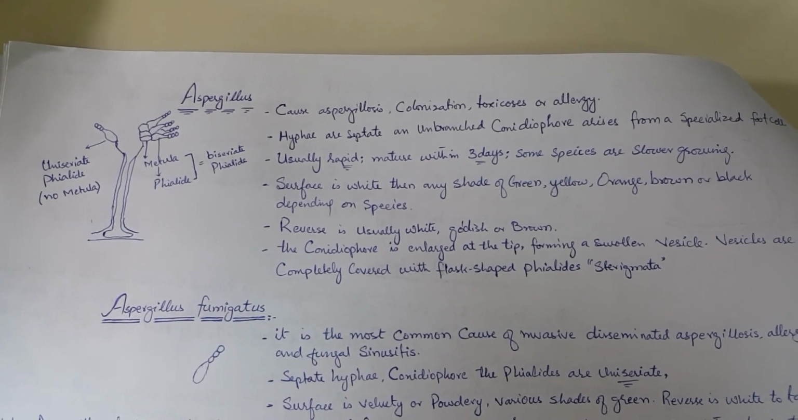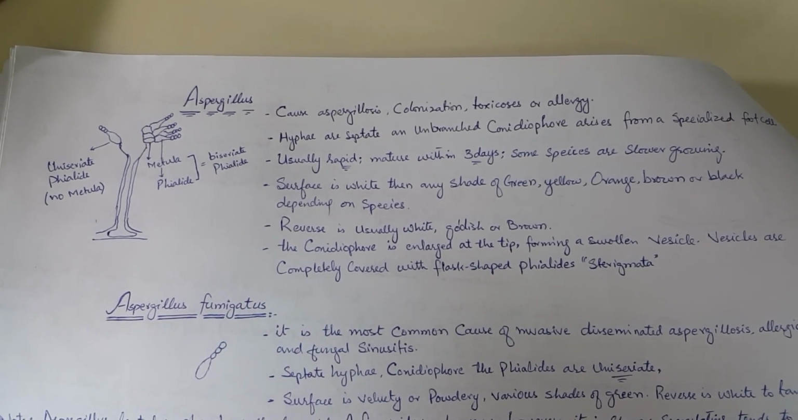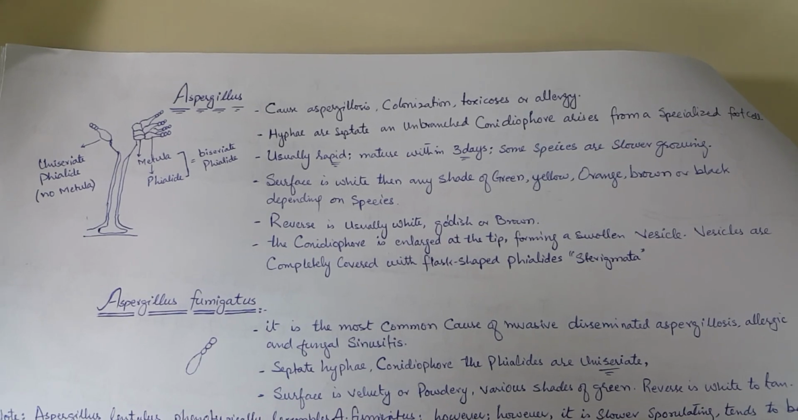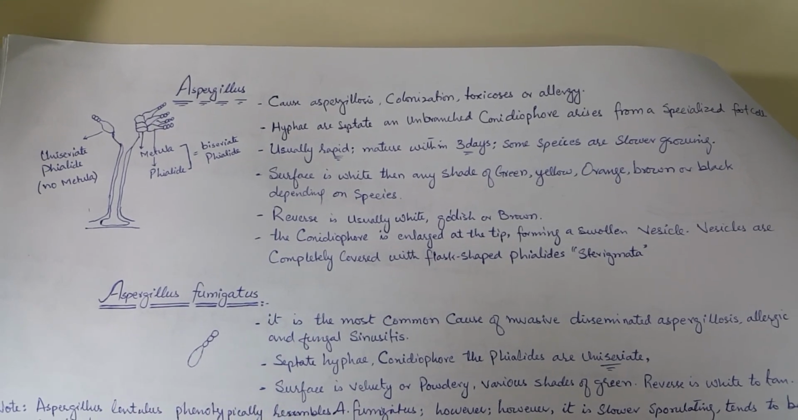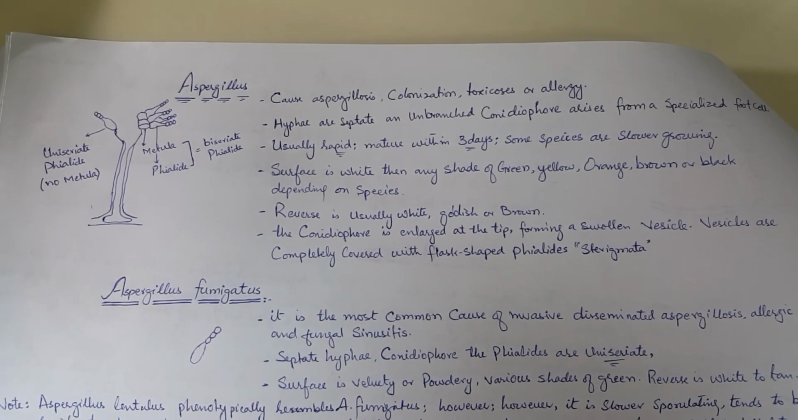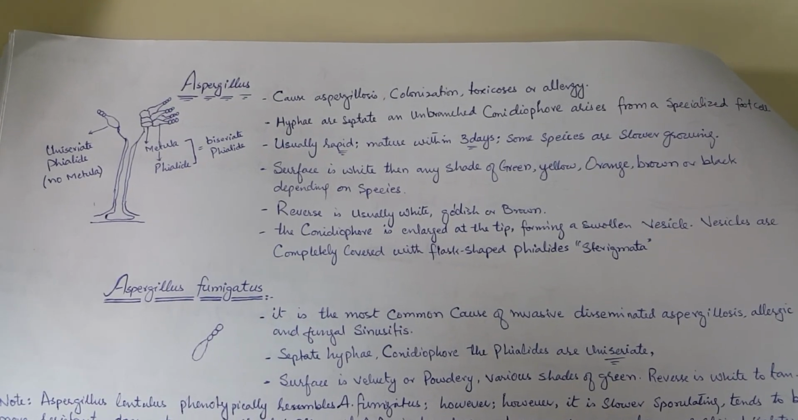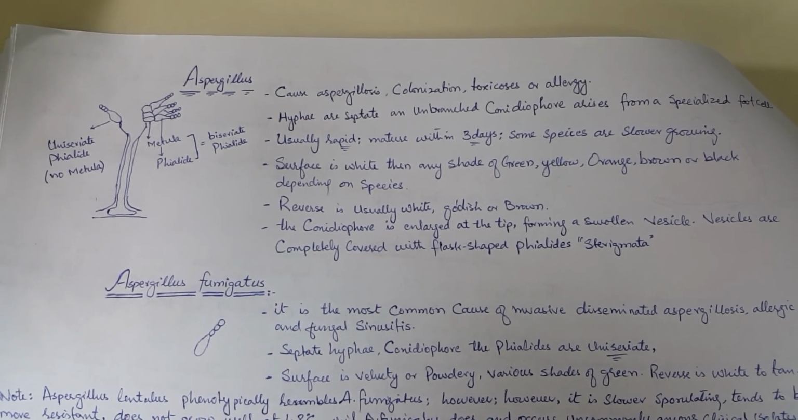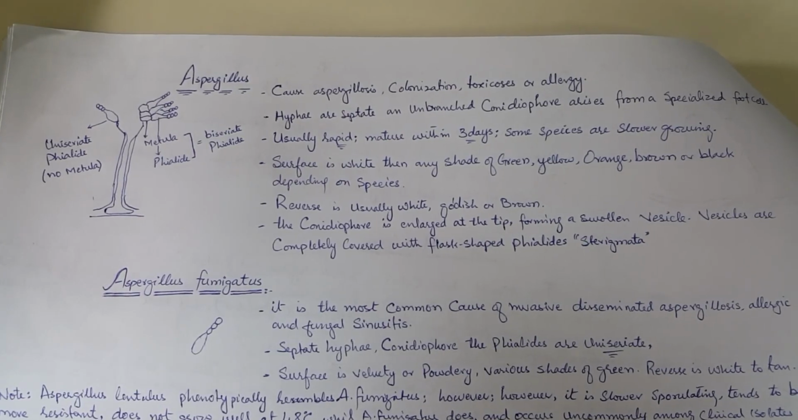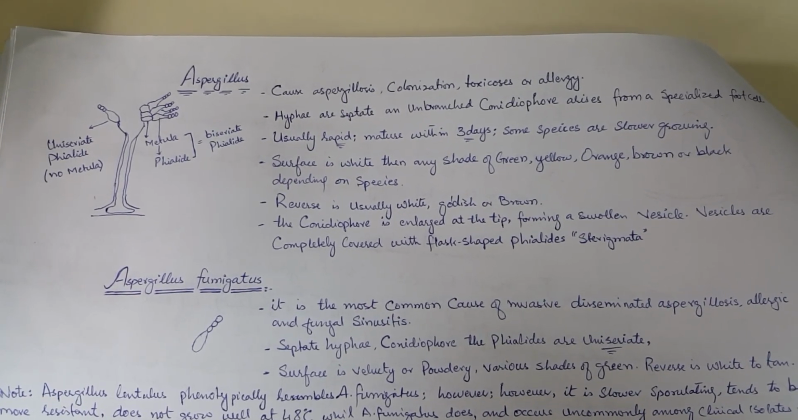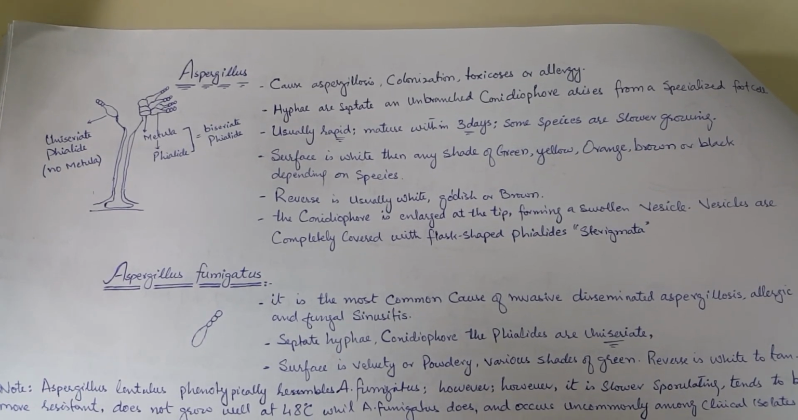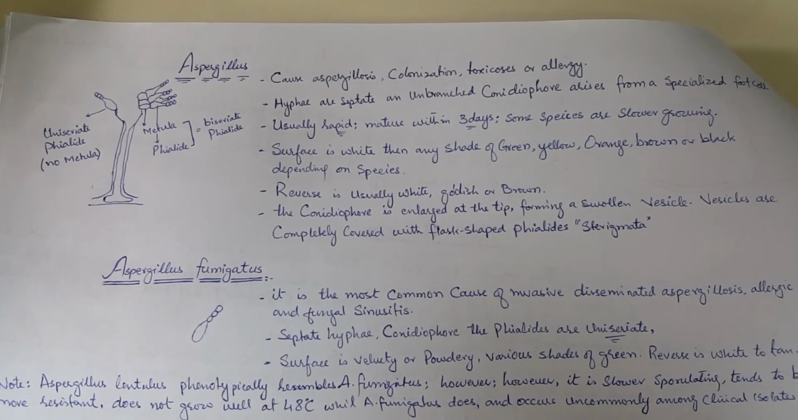Aspergillus is also categorized in hyaline hyphomycetes. Aspergillus causes aspergillosis, colonization, toxicosis, or allergy. The hyphae are septate, unbranched. Conidiophores arise from specialized foot cells, usually rapid, mature within 3 days. Some species are slow growing, and the surface is white, then any shade of green, yellow, orange, brown, or black depending on the species. Reverse is usually white, golden, or brown.